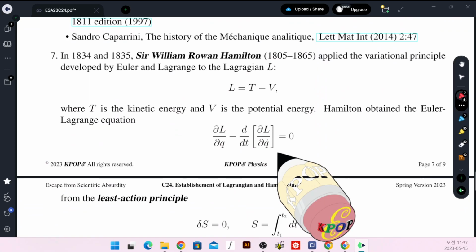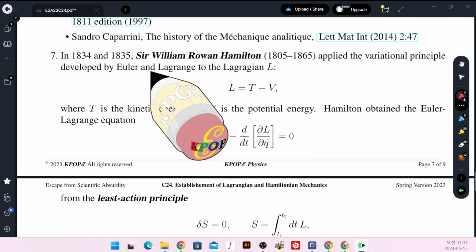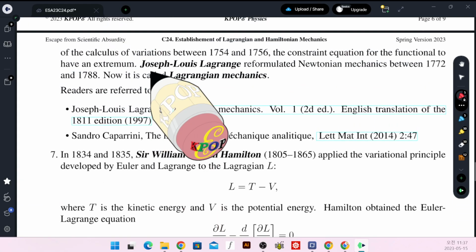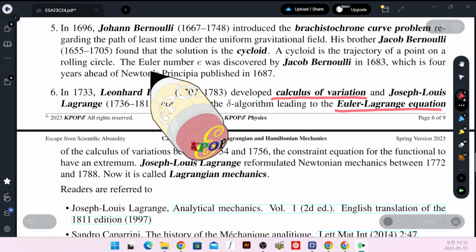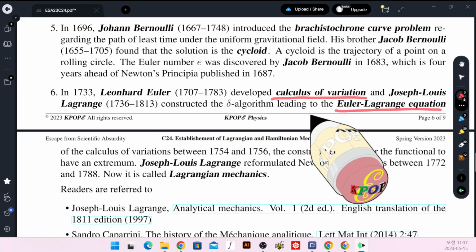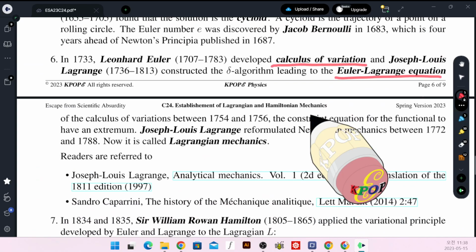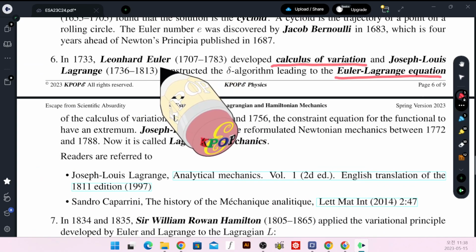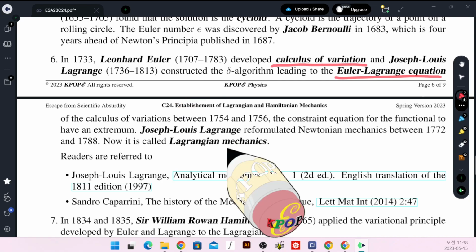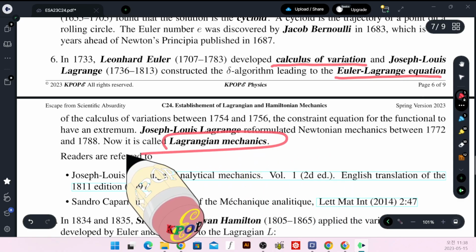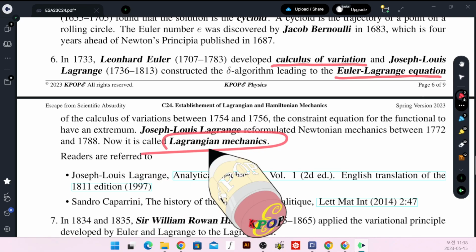And then Hamilton applied the variational principle. This variational principle we will study in detail later, in the later part of these lectures. Just the most important point: the difference between Newtonian mechanics and Euler-Lagrangian mechanics, simply called Lagrangian mechanics, is that they use energy instead of a vector, the force field.